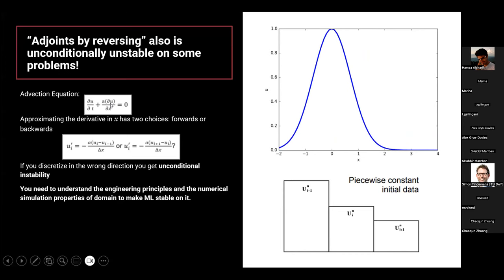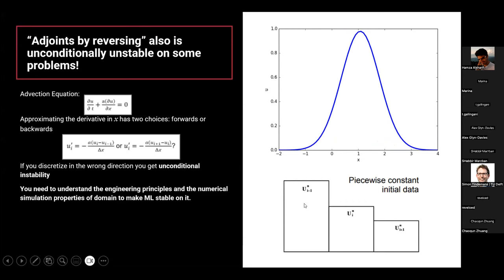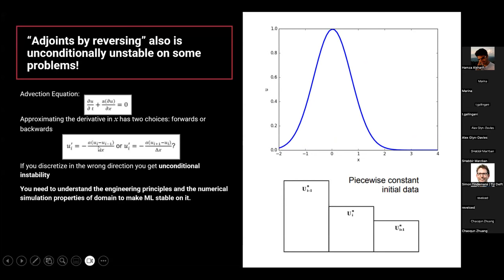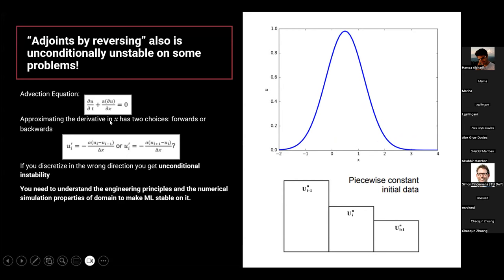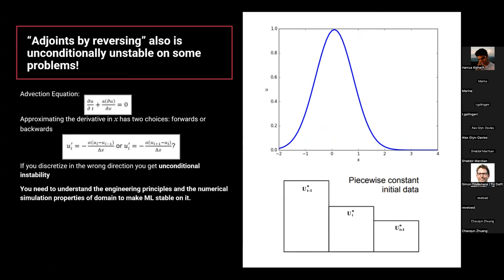How do I discretize du/dx? Well, either I take forward minus middle divided by delta x, or I take middle minus backward divided by delta x. I write down one of these two derivatives as the approximation to du/dx. And the question is, am I free to choose whichever one I want? Are these both ways to discretize the same equation? They're mathematically similar. Are they computationally, numerically, both fine?